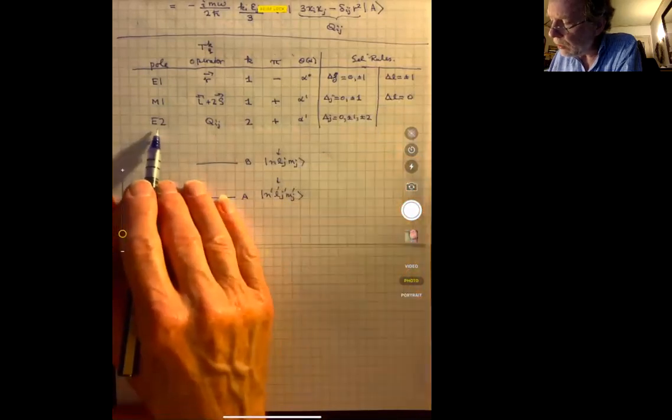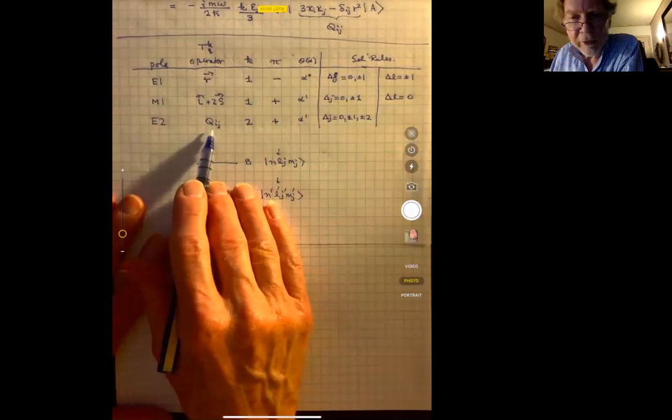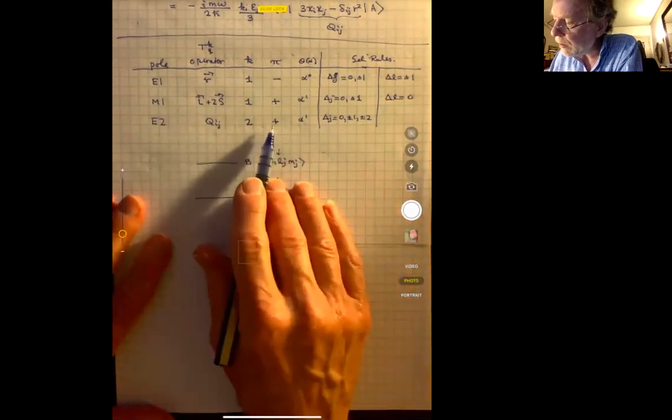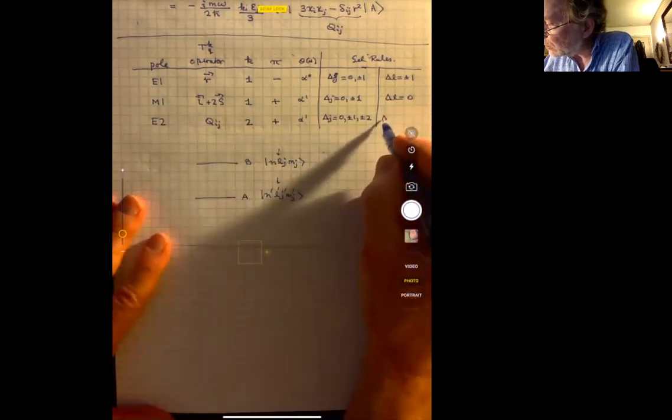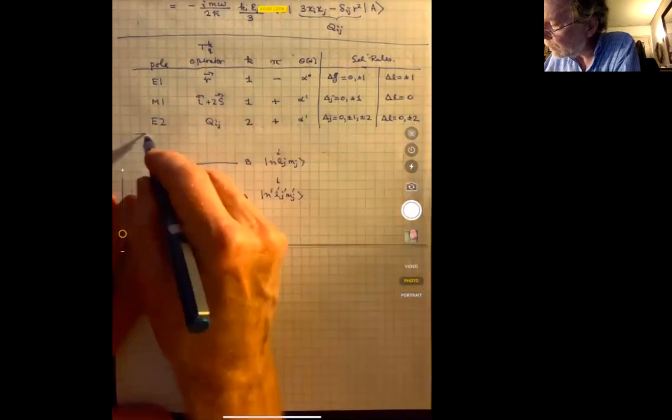Now, the E2, the Q_ij, is a K equals 2 irreducible tensor operator under both rotations generated by J and also those generated by L. So it's a K equals 2 operator under L rotations as well. And so as far as Wigner-Eckart is concerned, that would give you delta L equal to 0, plus and minus 1, or plus or minus 2, just like we see with the J values. However, since it's even under parity, it means delta L has to be even. And so the only delta L's that are allowed are delta L equals 0 or plus or minus 2. Plus or minus 1 is not allowed.